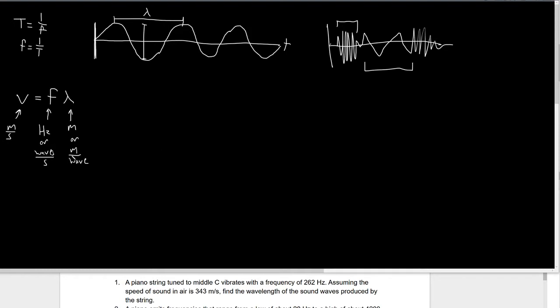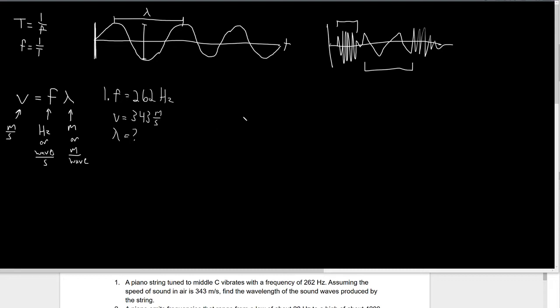All right, so let's actually see this in practice here. So question 1: a piano string tuned to middle C, that's just a note, vibrates with a frequency of 262 hertz. All right, so let's just list out what we have. The frequency they said is 262 hertz. Assuming the speed of sound in air, they're going to give us the velocity is 343 meters per second. They want us to find the wavelength of the sound waves produced by the string. All right, so we're looking for wavelength.